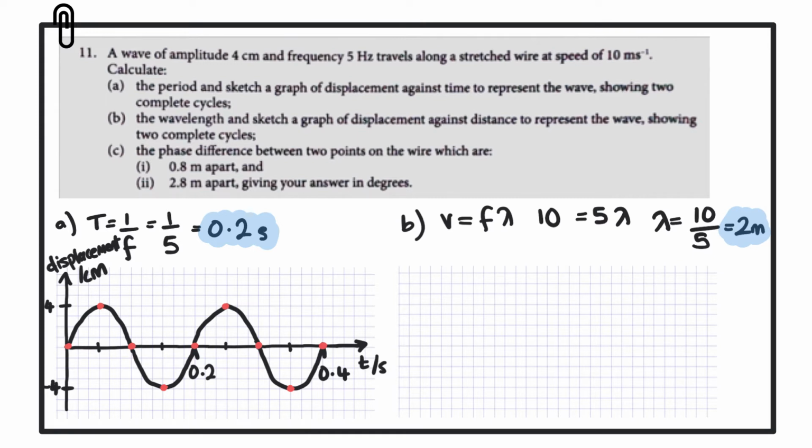Okay, so now we want to sketch this onto a graph of displacement against distance. So we'll draw out the axes first of all, just like with the last question, and we'll put the wave, 2 full waves on that diagram, and then we'll have a look at putting on some key values to that graph.